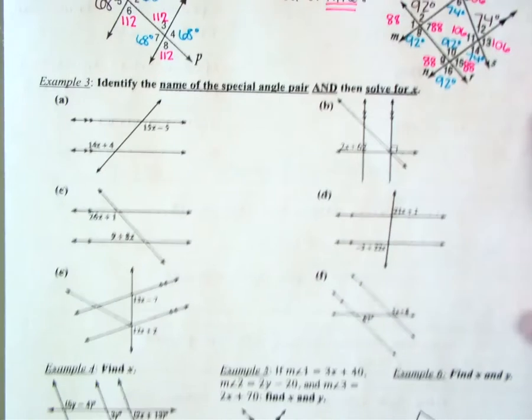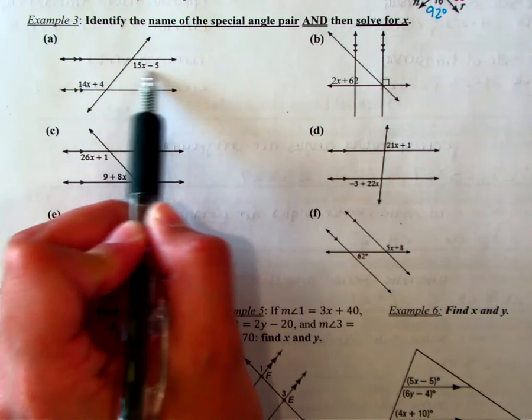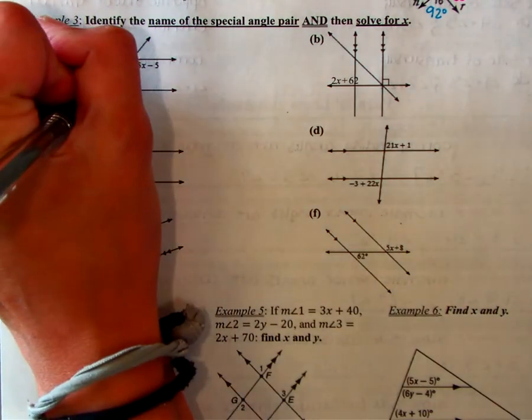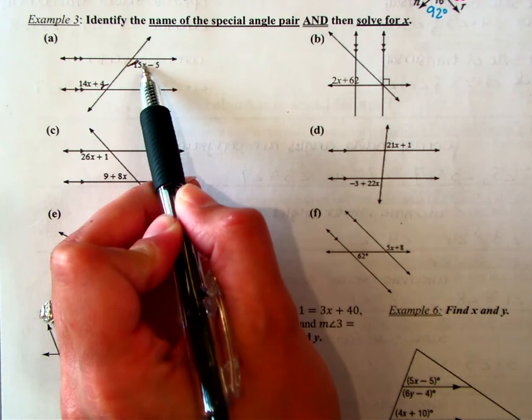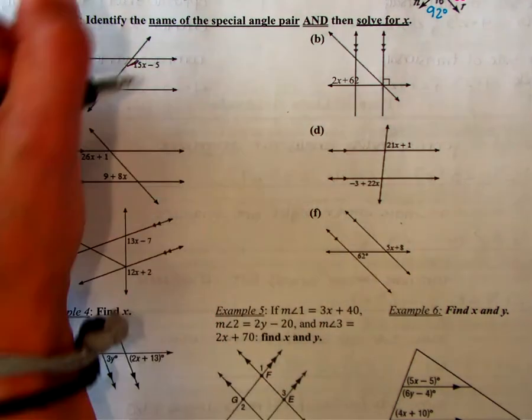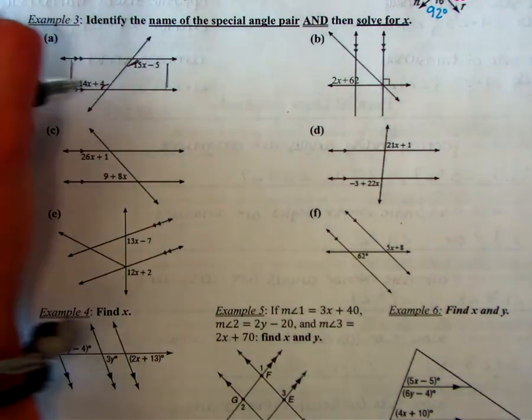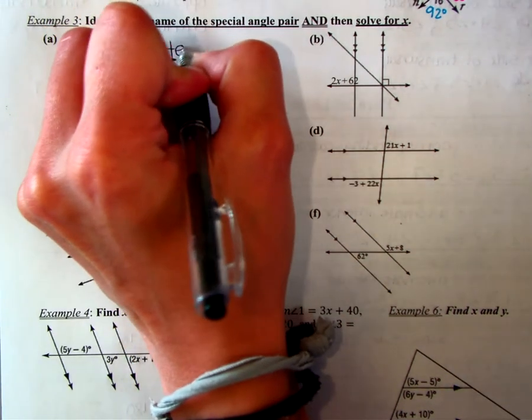All right. Last thing we're going to look at is we're going to name the special angle pair and then we're going to solve for x. For the purpose of this video, we're going to set up the equation, but we're not going to solve the equations. All right, so in A, the places where I have the equations, I see that they are on opposite sides of the transversal, so bottom left, top right. They are on the interior. So if I box in my parallel lines, I see that those are the interior. So those are alternate interior angles.